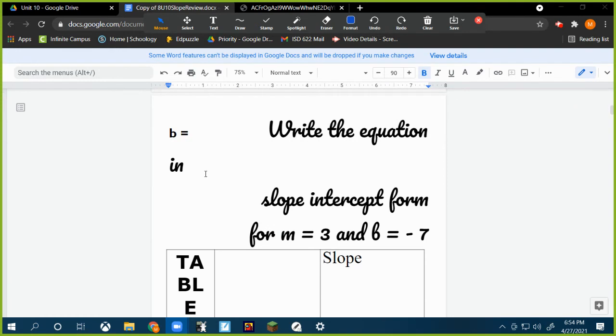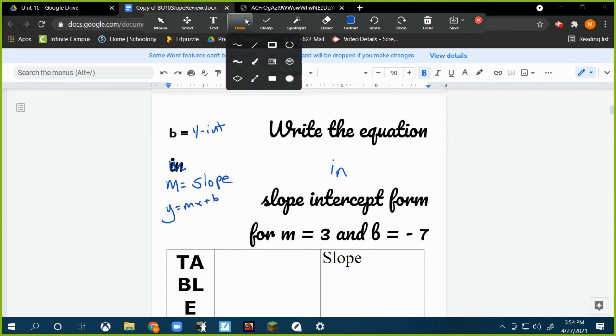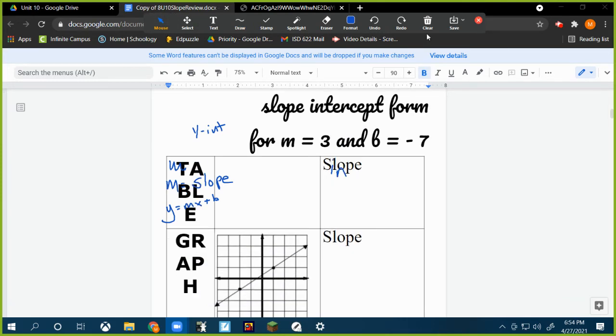Let's keep going. Write some equations in slope-intercept form. Remember, b is the y-intercept. M is the slope. Write the equation in slope-intercept form. M is the slope, and b is our y-intercept. Remember, our equation is y equals mx plus b. M is our slope, b is our y-intercept.